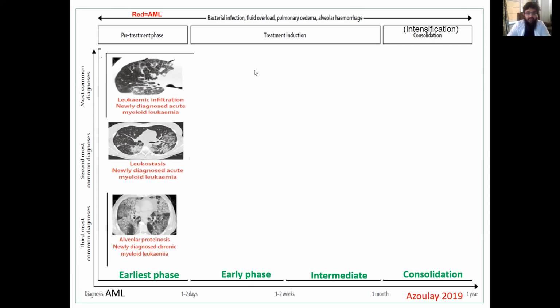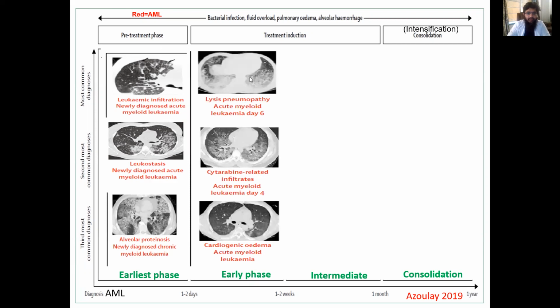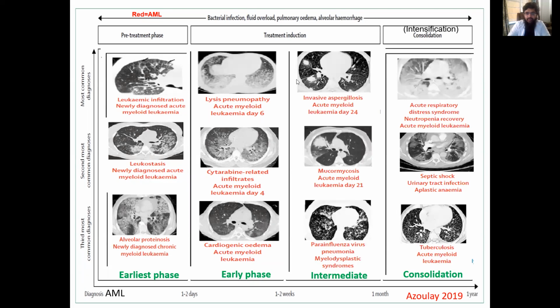If the treatment has been started and the patient comes in the early phase, then it could be lysis pneumopathy, as I mentioned. After starting chemotherapy, the cell lysis occurs and the patient presents with bilateral pneumonitis. And if the patient is on drugs like cytarabine, it could be drug-related infiltrates, day 4 of the therapy, or cardiogenic edema. Then in the intermediate phase, infections start to come up because of the neutropenia that now starts to set in the patient, like fungal infection, or in MDS patients, parainfluenza.